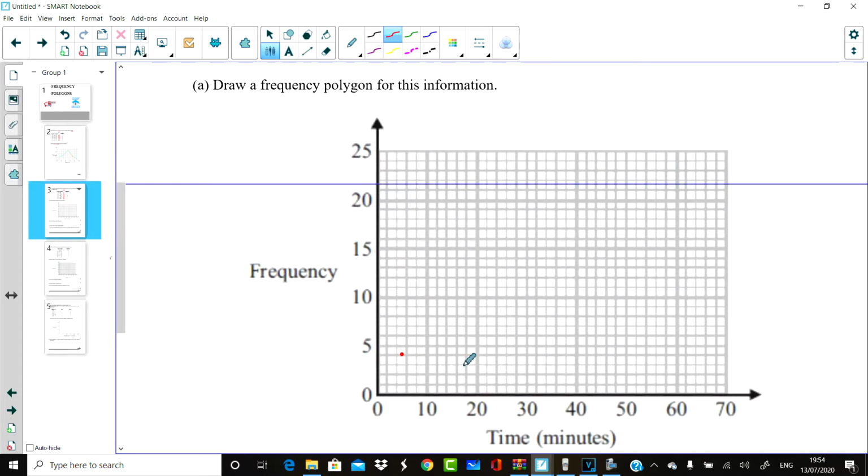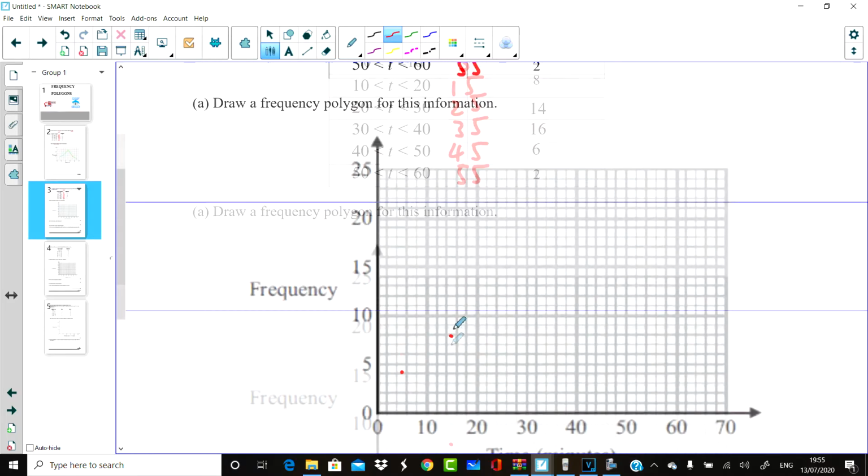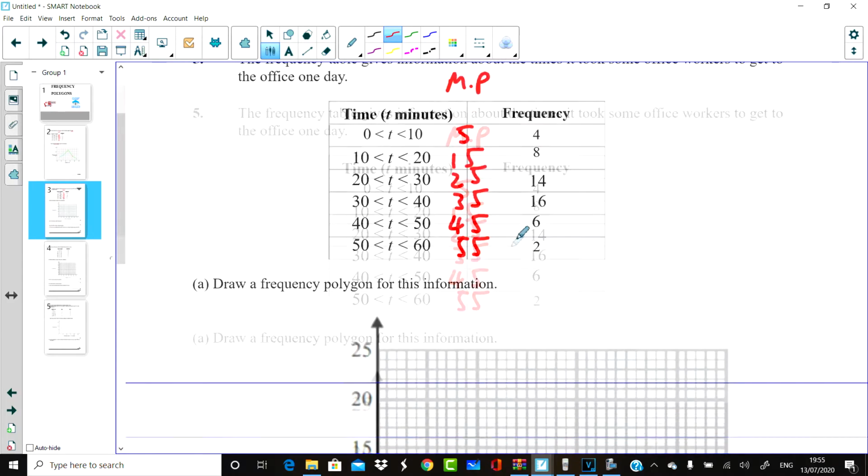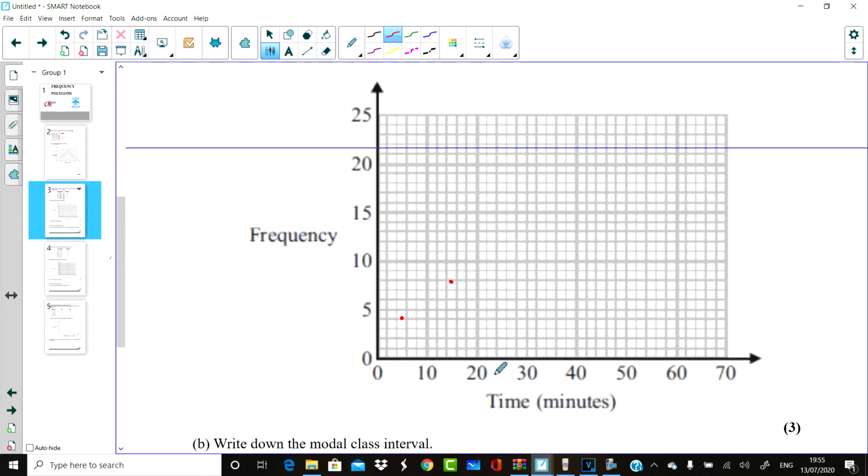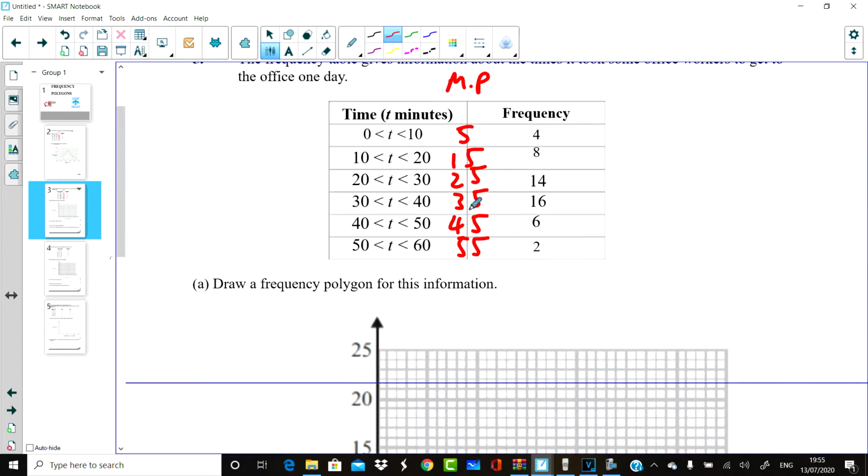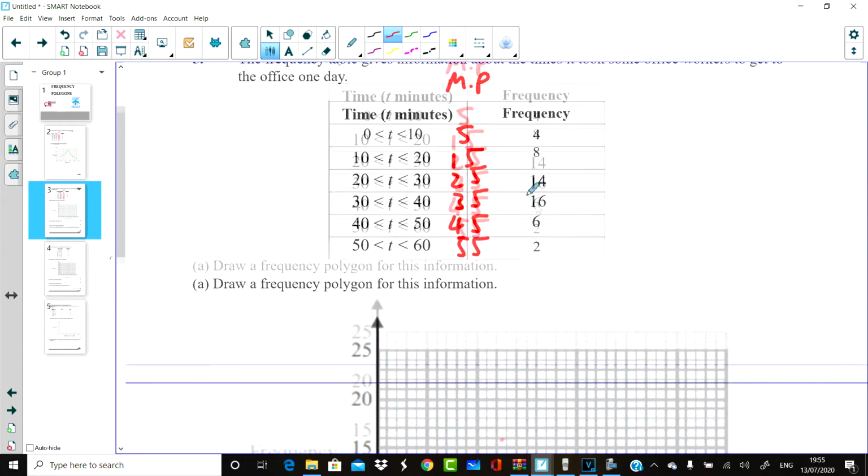So if I plot 15 against 8, so again, 15 will be here, and then 8 is going to be over here. So that's 10, that's going to be 2 less, so we end up with 8 over there. Then we have 25 against 14. So 25 is going to be there, and then 14 is just going to be 1 less than 15. So 14 is there.